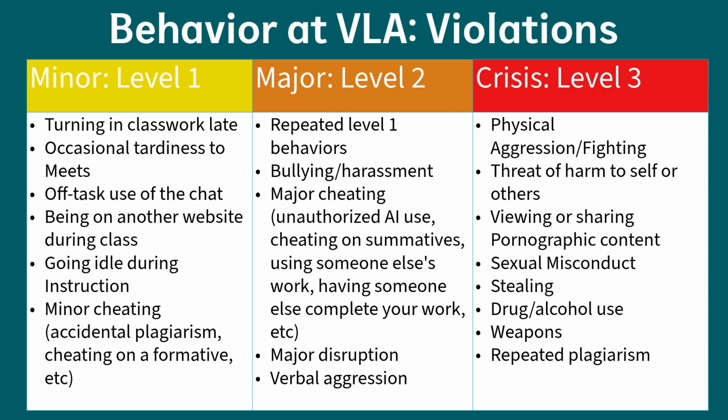Major violations are things like repeated level 1 behaviors, bullying and harassment, major cheating like unauthorized AI use, cheating on summatives, using someone else's work, or having someone else complete your work, major disruption of class, or verbal aggression.